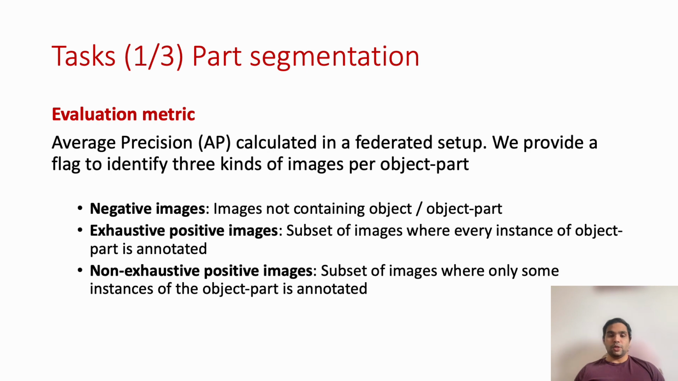Next, we will look at the evaluation metric for this task. To keep annotation cost bounded, we extended the idea of federated datasets introduced in LVIS to PACO. In particular, for each object part, we provide three sets of images. Negative images that do not contain the object part. Exhaustive positive images where every instance of the object part is annotated. And non-exhaustive images with some missing annotations for the object part. Providing such clear distinct sets of images makes it easy to define a proper and fair metric for evaluation. In particular, we can extend the popular average precision metric used for object segmentation to this new part segmentation task as well.